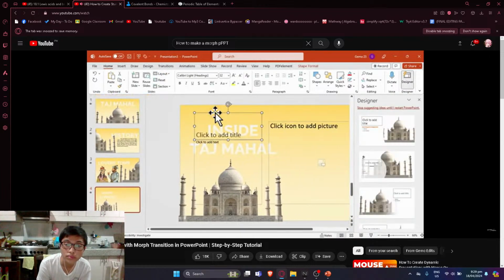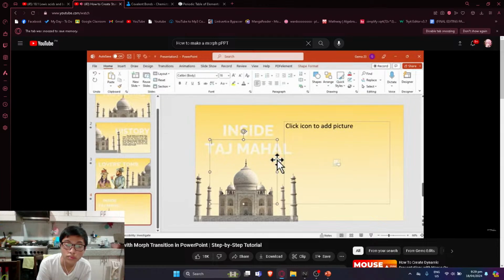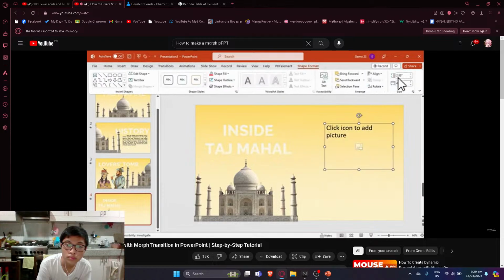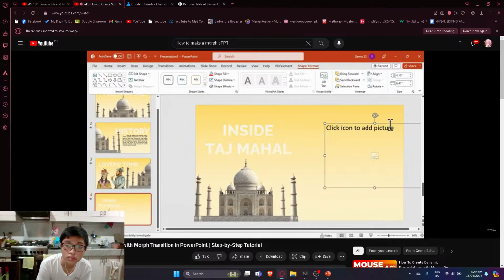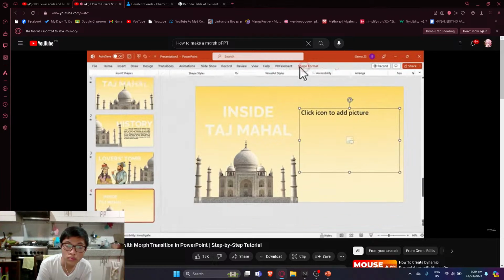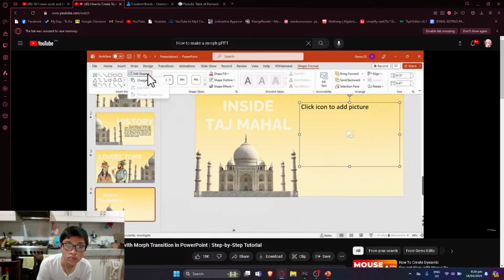So we can also create a carousel effect with morph transition for images in Microsoft PowerPoint by following these steps. Insert the images you want to use in your PowerPoint presentation and arrange them in the order you want them to appear in the carousel. So I will add this image placeholder and then change the shape into rounded corners.